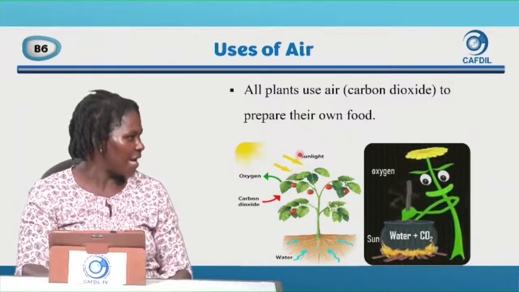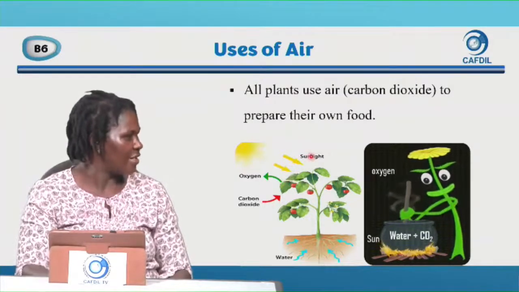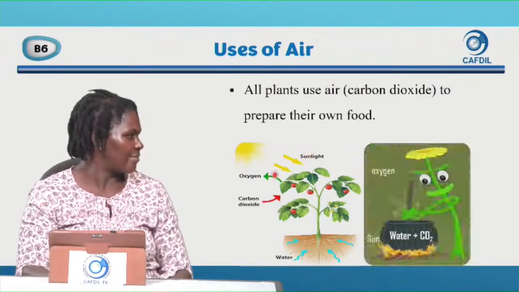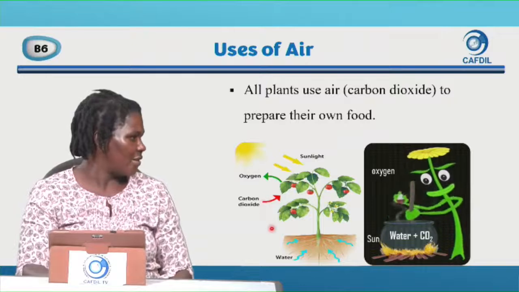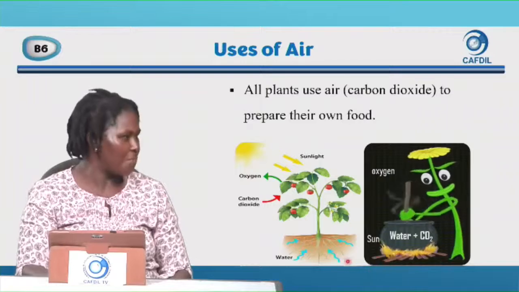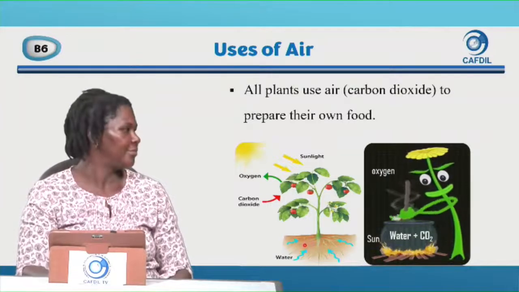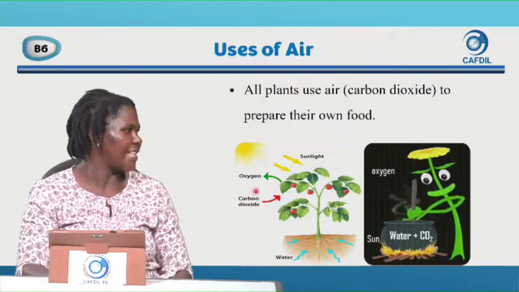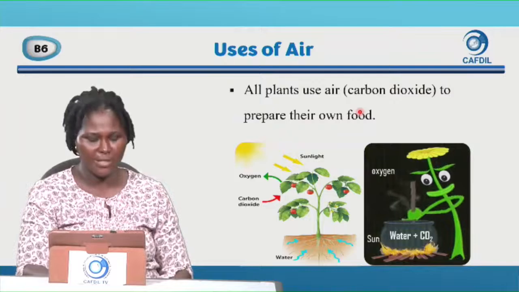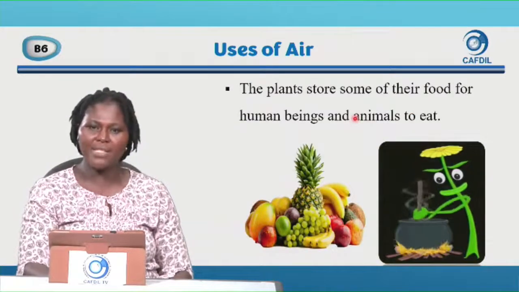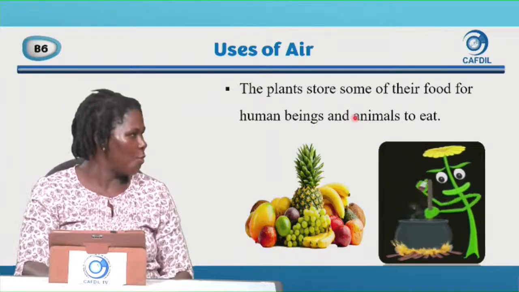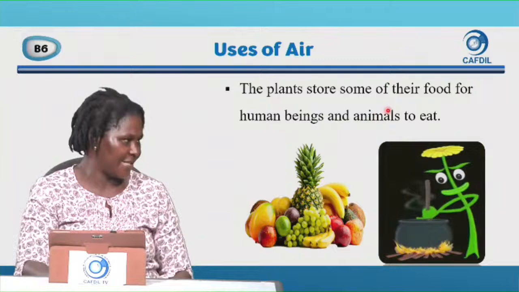So plants use sunlight, as we can see on our screen. Look at this picture. The plants use sunlight, carbon dioxide, water in the soil, some nutrients in the soil to prepare their food, including the carbon dioxide as the air we are talking about now. They use it to prepare their food. Good. The plants store some of their food for human beings and animals to eat.